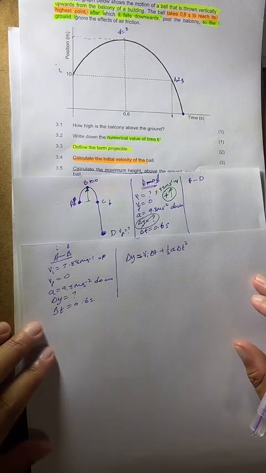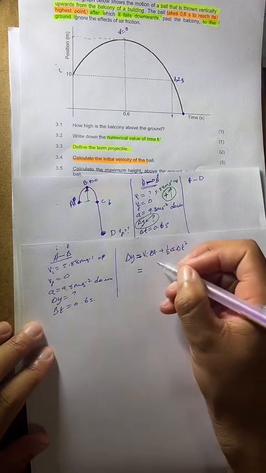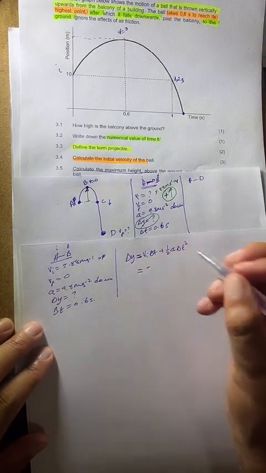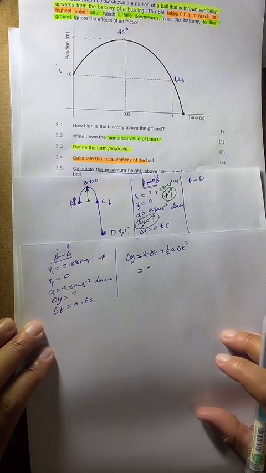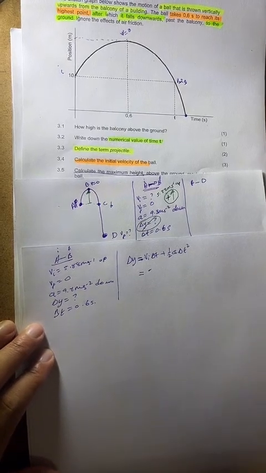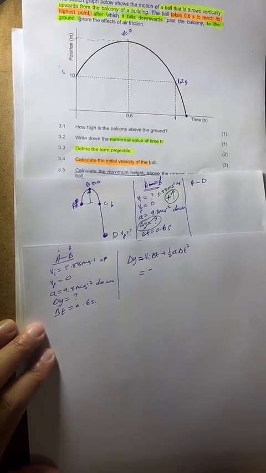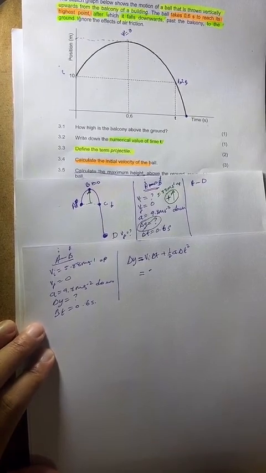Now let's substitute everything that we have. See, initial velocity is 5.8. Now before we substitute, we forgot to do something. What did we forget? What did we forget, people? We forgot something.